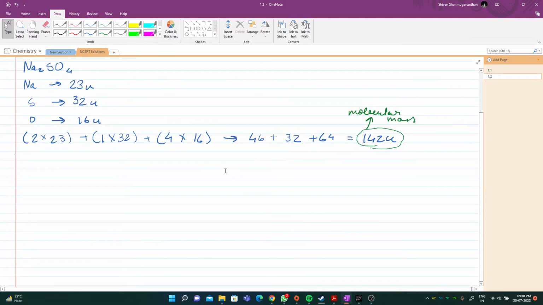Now let's just revise how we find the percentage of anything that we want. First you take your desired value, and then you divide that by your total value, and then you multiply that by 100. Now this is how to take a percentage.